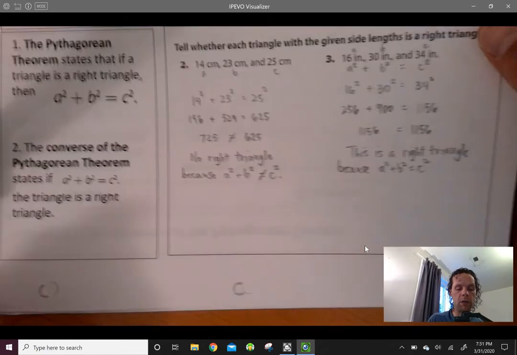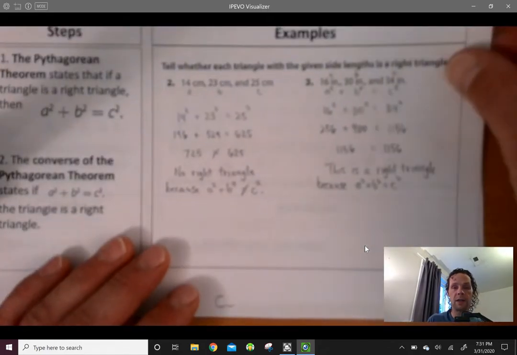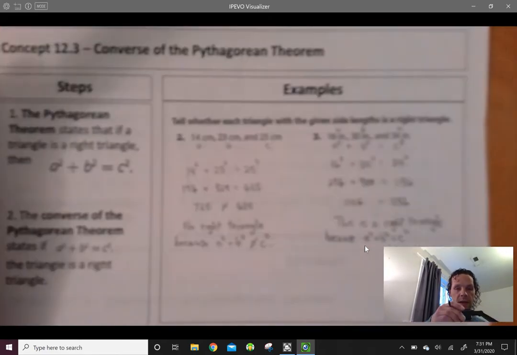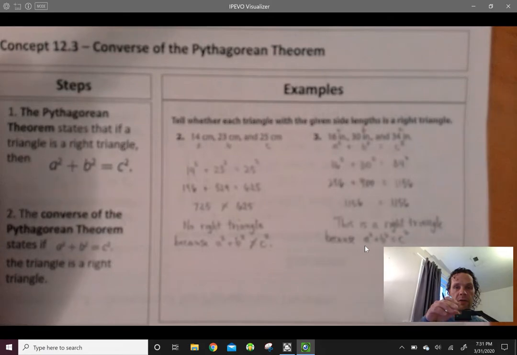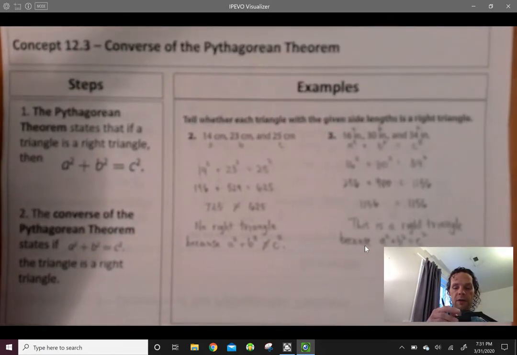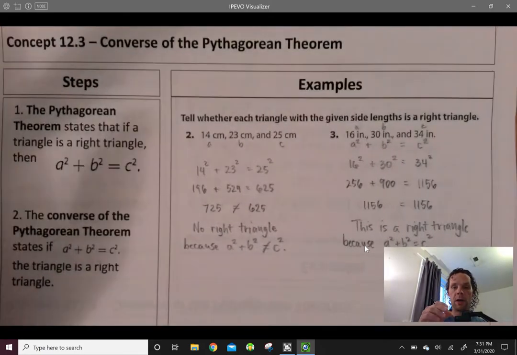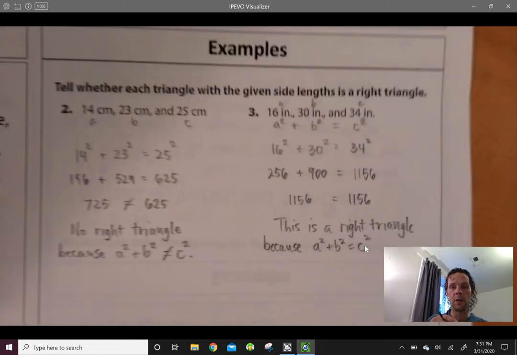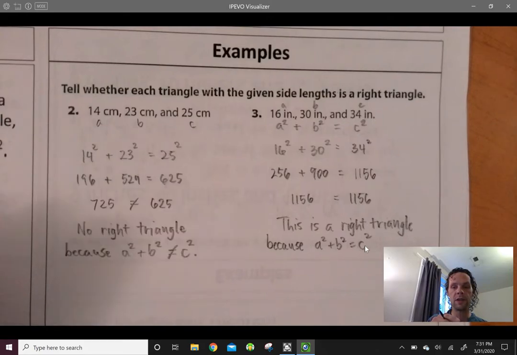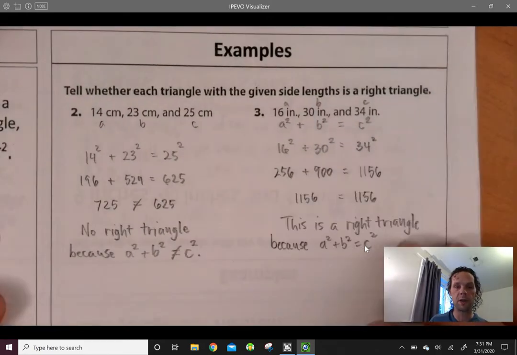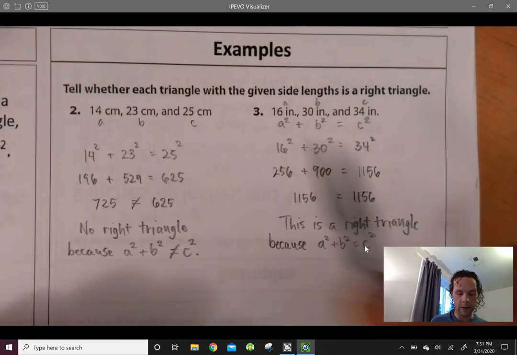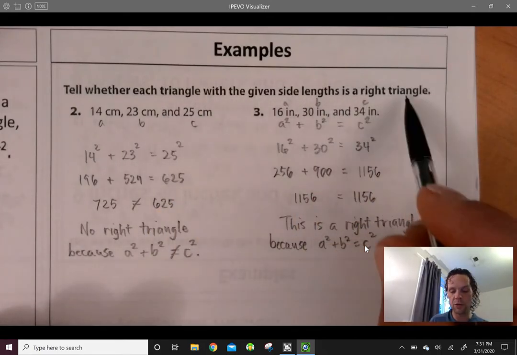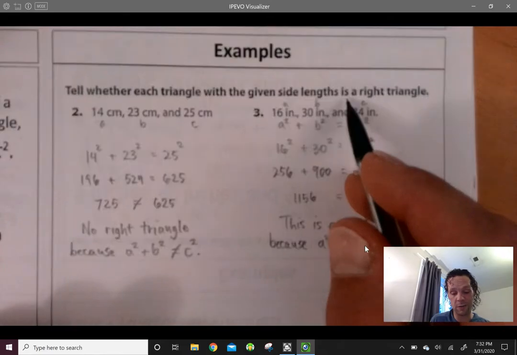I'm going to go over to the other side of that page, the next set of problems here. We're working on the same thing, right? You've got the same thing in front of you. It says converse of the Pythagorean theorem, and I'm going to zoom in here a little bit. And these are pretty much the same sort of problems we were just working on. Okay, tell whether each triangle with the given side lengths is a right triangle. Okay, so are these right triangles?